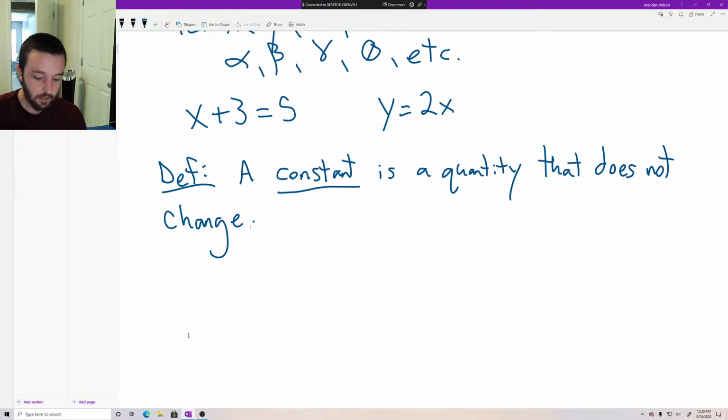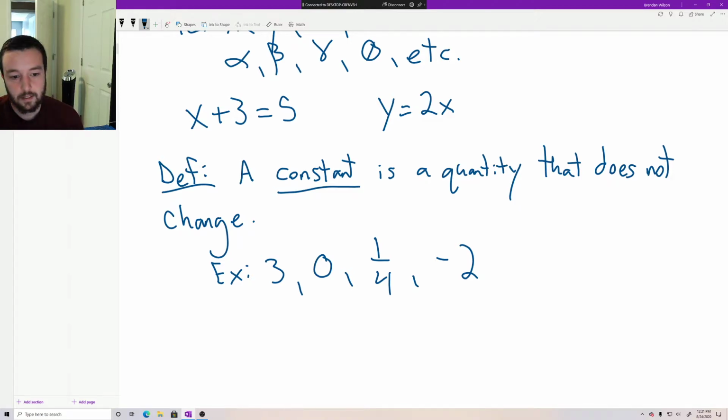Okay. So an example of this would be something like 3, right? The number 3. 3 is always representing 3 of something. It's never representing 4 or 5 or anything. 3 is always 3. Okay. So just any number basically, right? 0. You could have 1/4. You could have -2. We'll talk about negatives and fractions later, but these are all examples of constants.